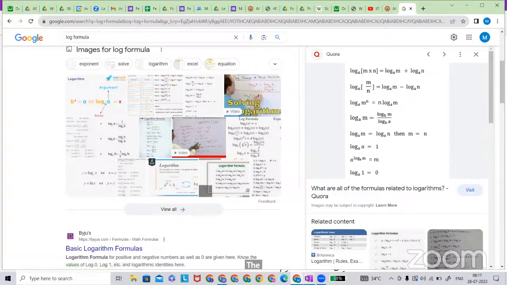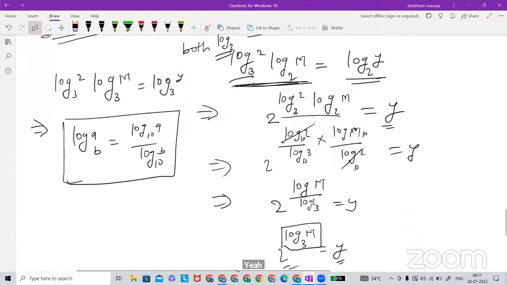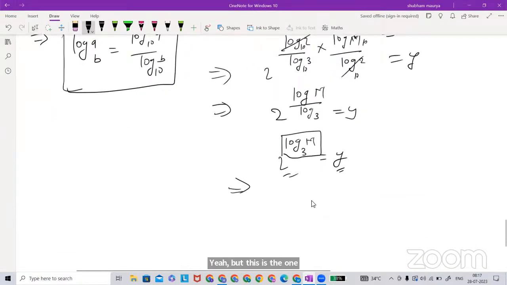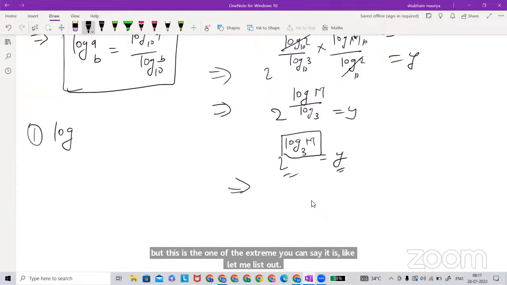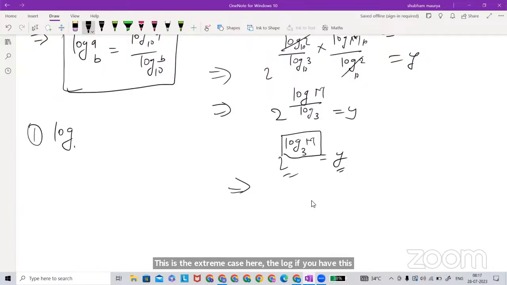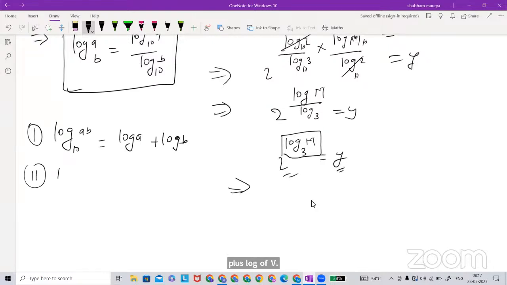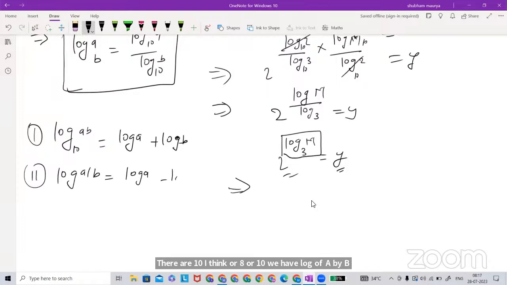Yeah, but this is one of the extreme cases. Let me list out the log formulas here. Whatever formulas there are, let me write them out easily. The first is log of A plus log of B. There are 8 or 10 we have. Then log of A by B, which is written as log A minus log B.